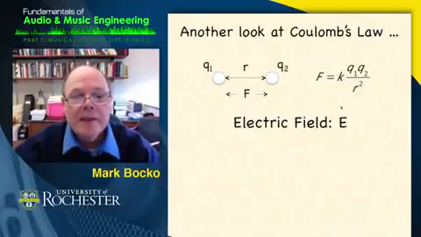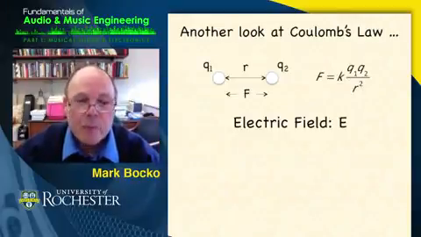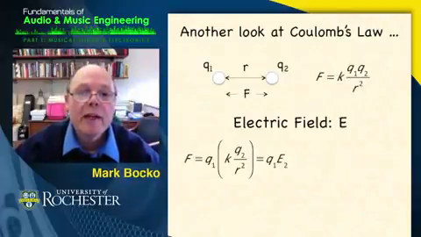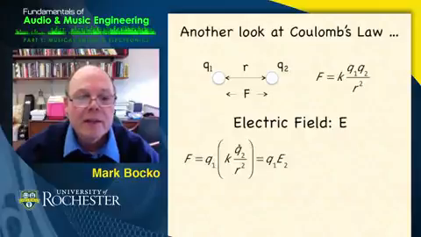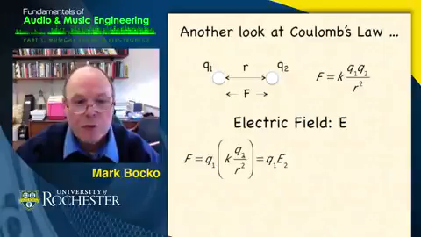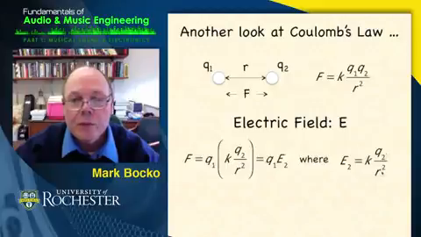And so now what I want to do is introduce the idea of an electric field. And we can do that really just by rewriting Coulomb's law. So if I take one of the charges out of this formula, factor it out, put it in front, and then write the remaining part here, that is something we can call the electric field produced by the charge Q2. And so this E2 is k Q2 over r squared.